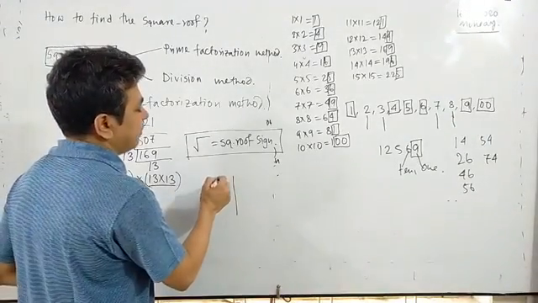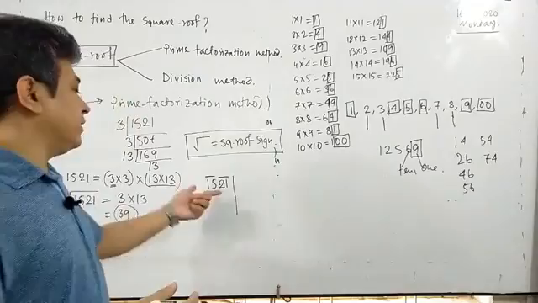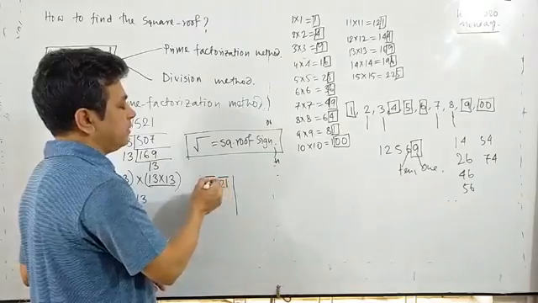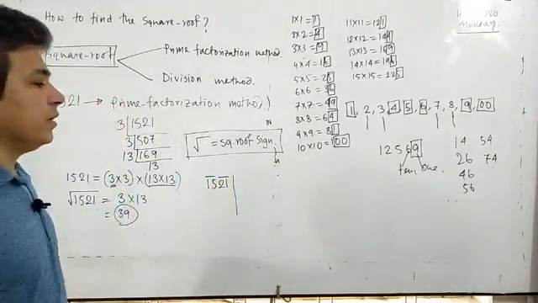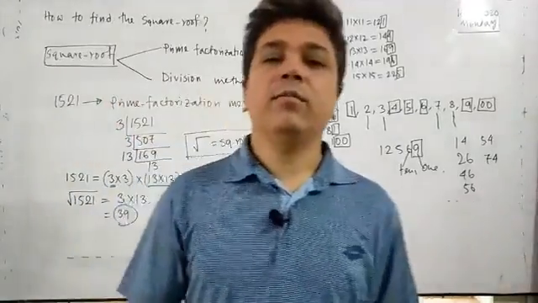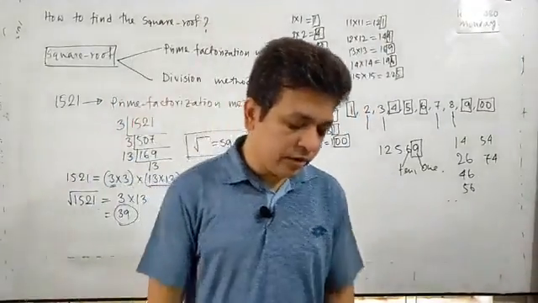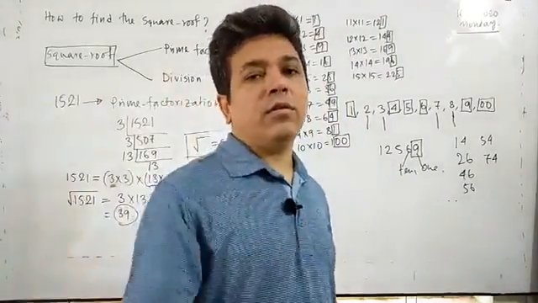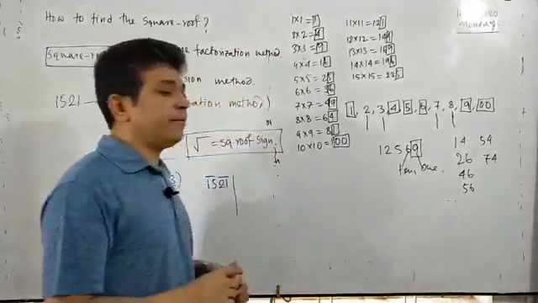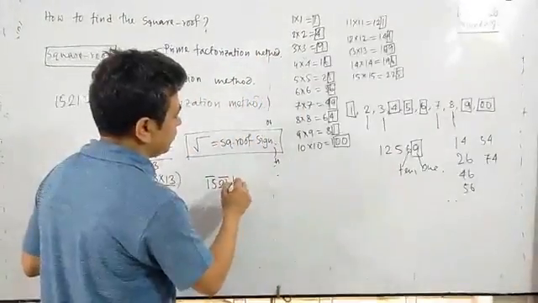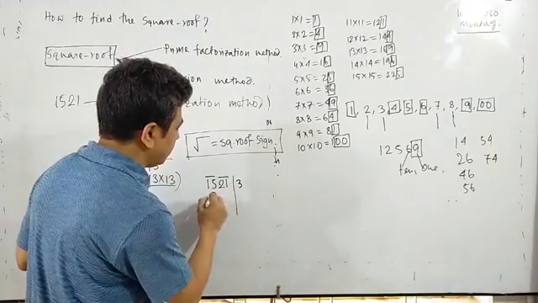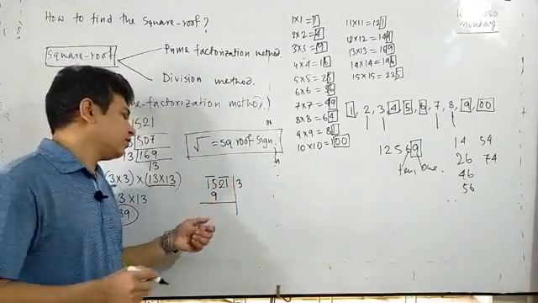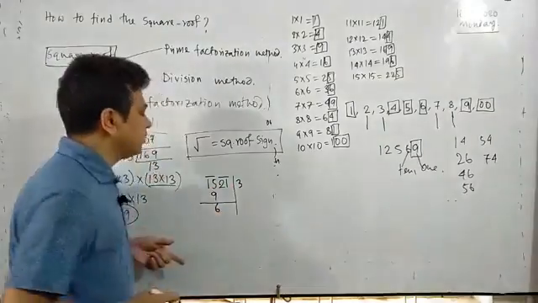First we have to make pairs, pairwise from the right side. So this is the first pair, this is the second pair. Here is 15. Which number can we take? 4 into 4 is 16, 3 into 3 is 9, 5 into 5 is 25. If we take 4, it goes over this number, out of our range, so we take 3. 3 into 3 is 9. If we subtract, here is 6.